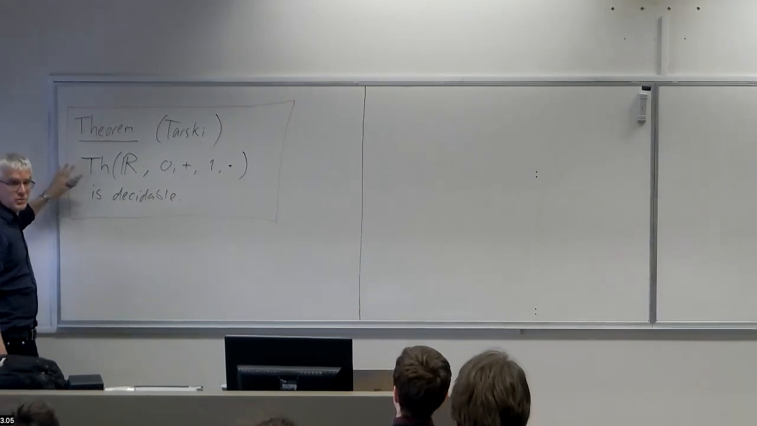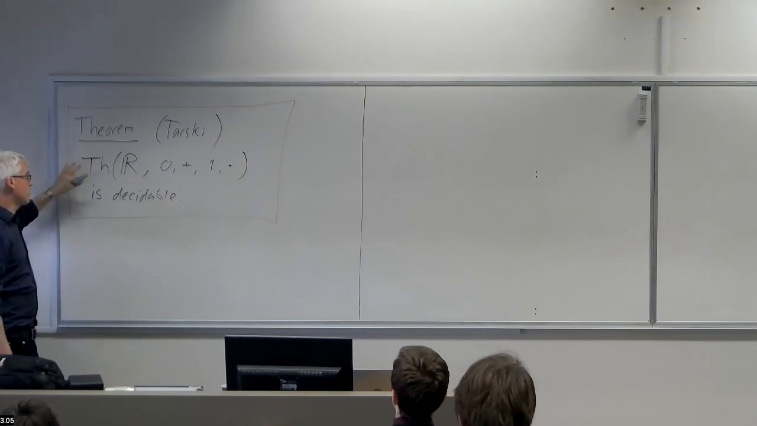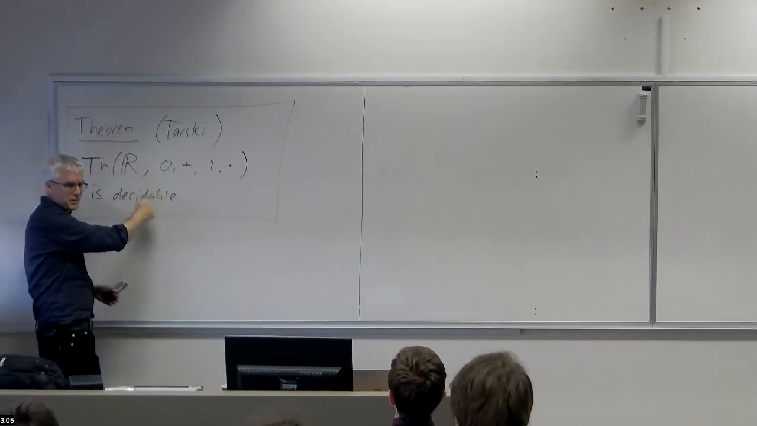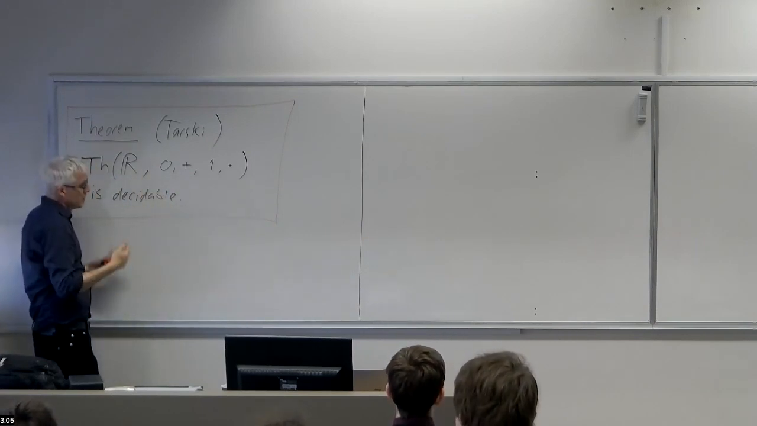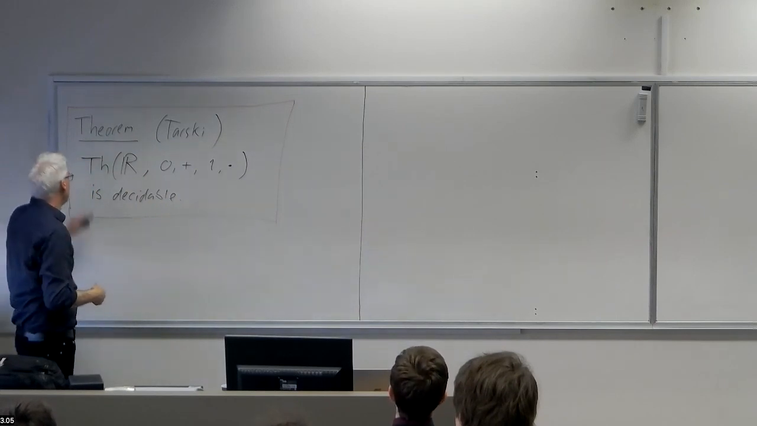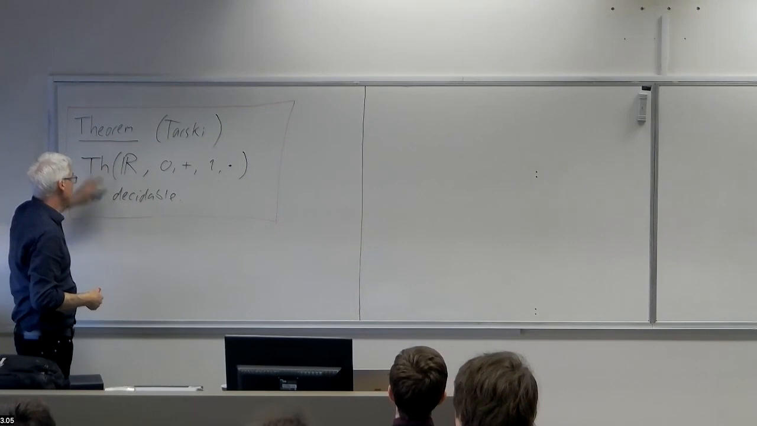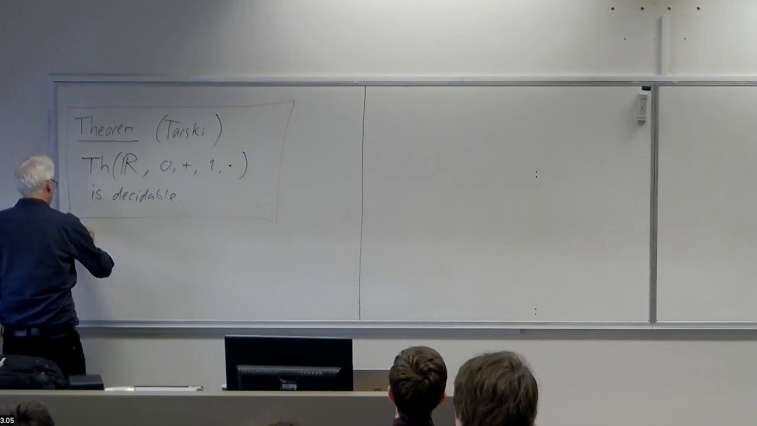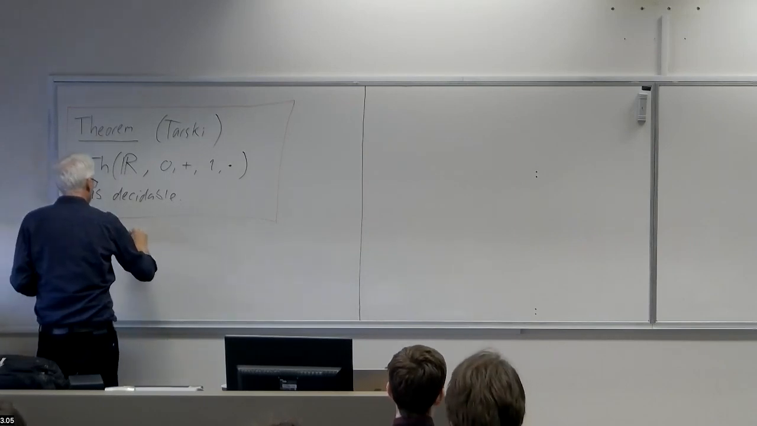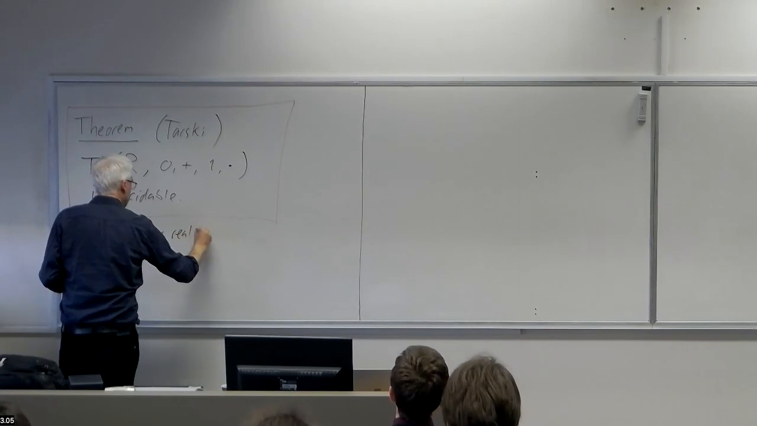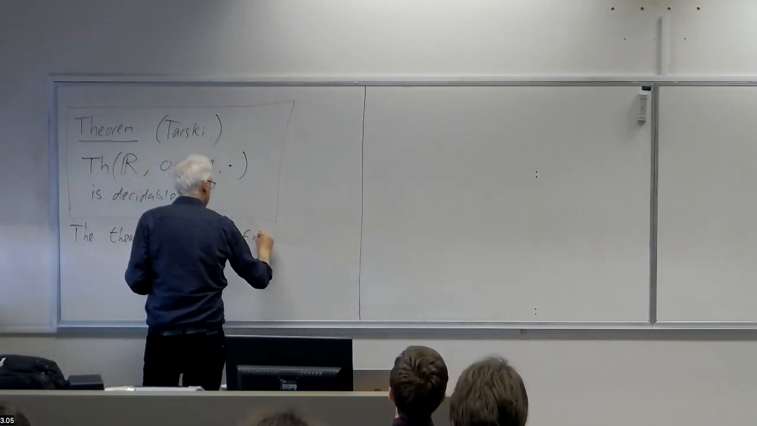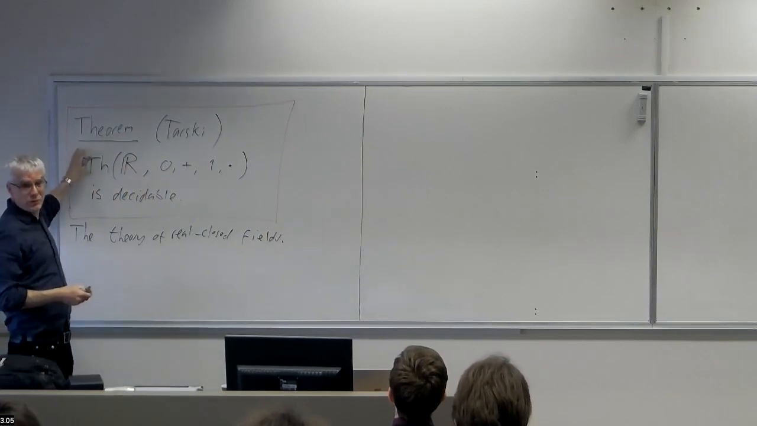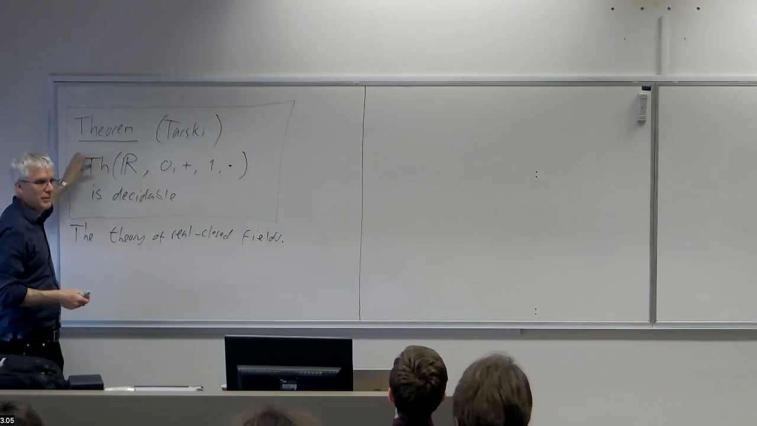In the first two lectures, I contrasted this with the case of the natural numbers, where the theory is not decidable, and that is to do with reasons related to Gödel's incompleteness theorems. But for the real numbers, surprisingly, this theory, which is called the theory of real closed fields, is decidable. It would be nice to prove this result, and one can do that using quantifier elimination techniques.